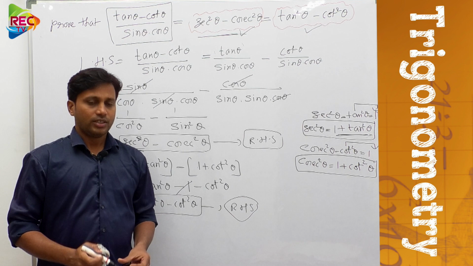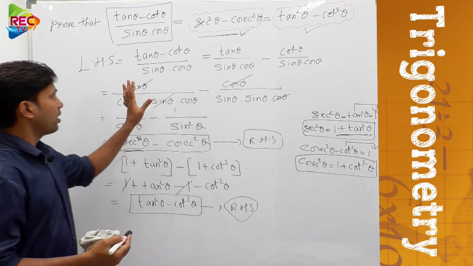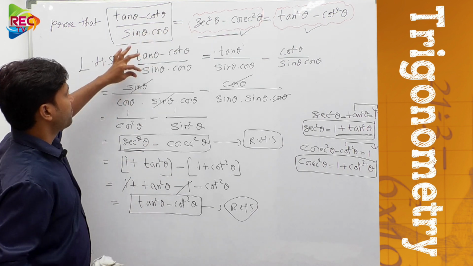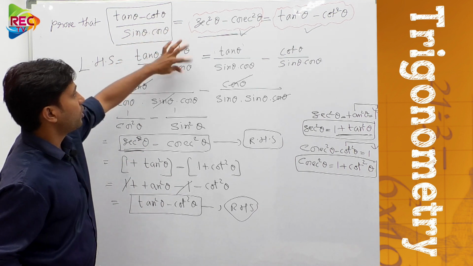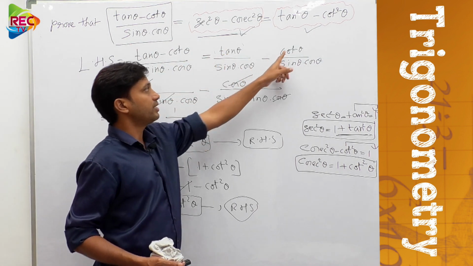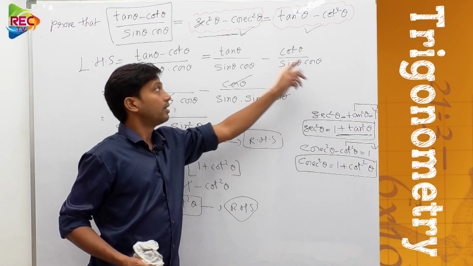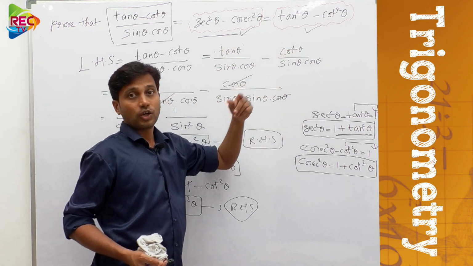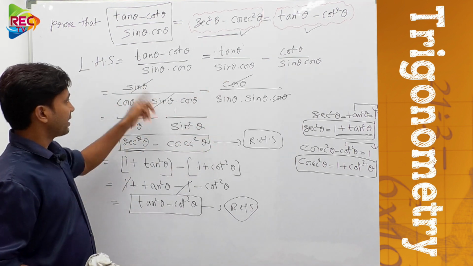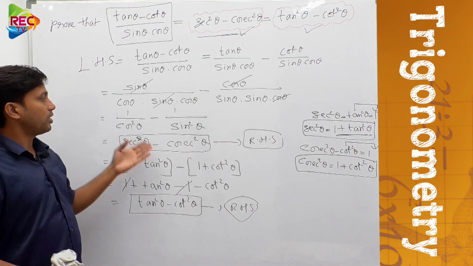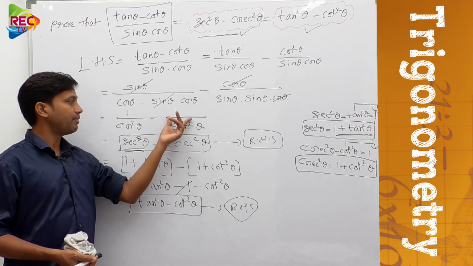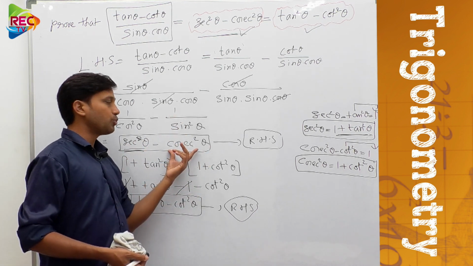Exactly. So if you did not understand, I'll repeat briefly. Just see here, tan theta minus cot theta by sin theta into cos theta we have. Now we have separated the fractions, tan theta by sin theta cos theta and cot theta by sin theta cos theta. Now we converted this tan and cot into sin and cos, that is sin by cos and cos by sin. Now after cancelling the terms, we obtained what? 1 by cos square theta, 1 by sin square theta. 1 by cos square theta can be written as secant square theta, 1 by sin square theta can be written as what? Cosecant square theta.